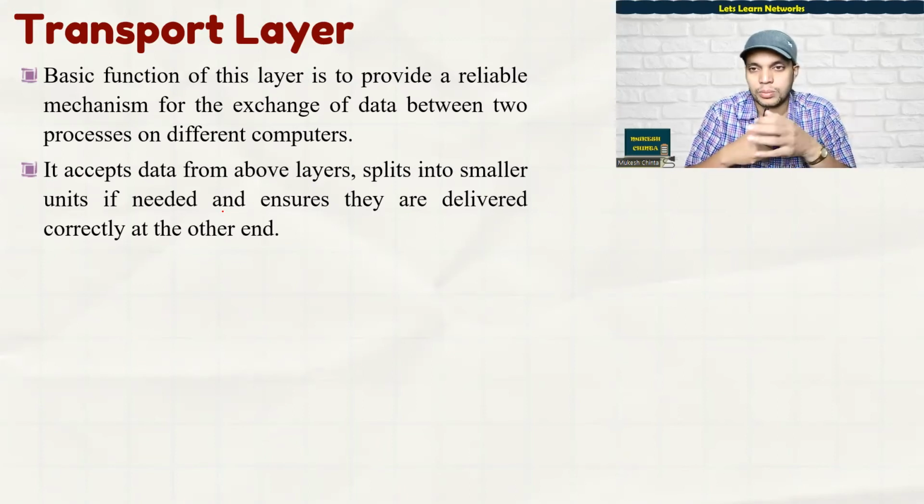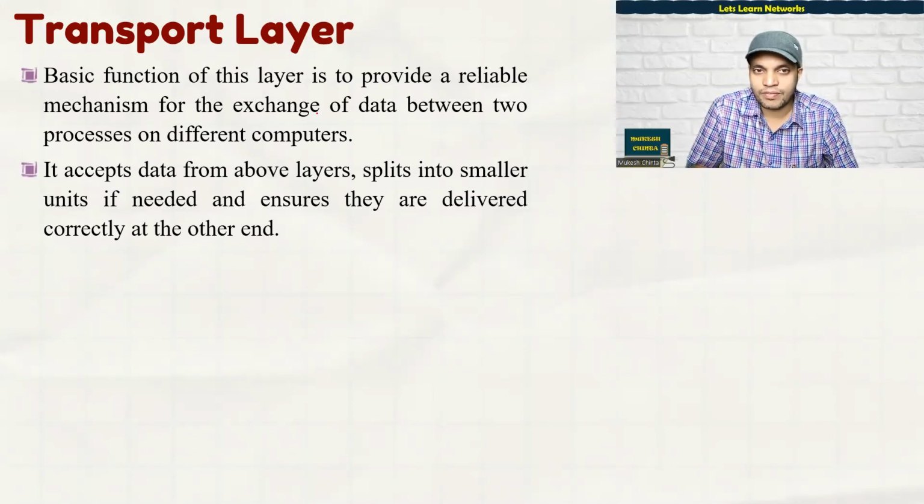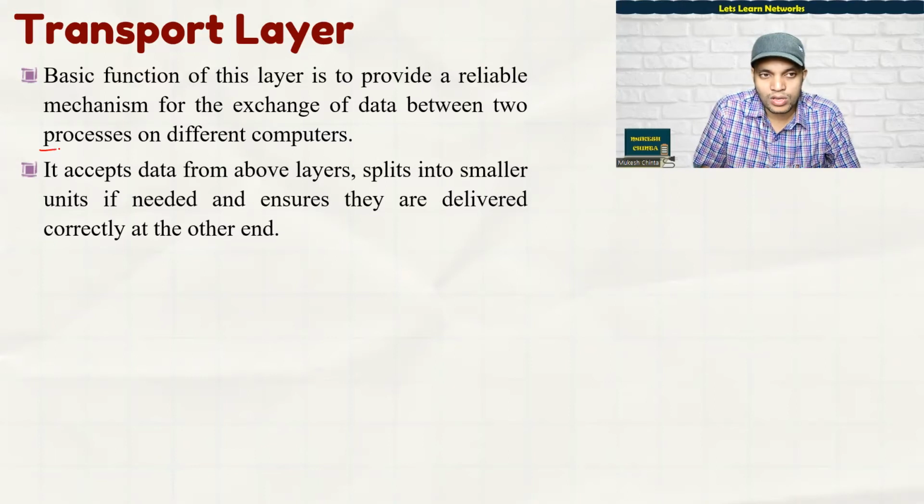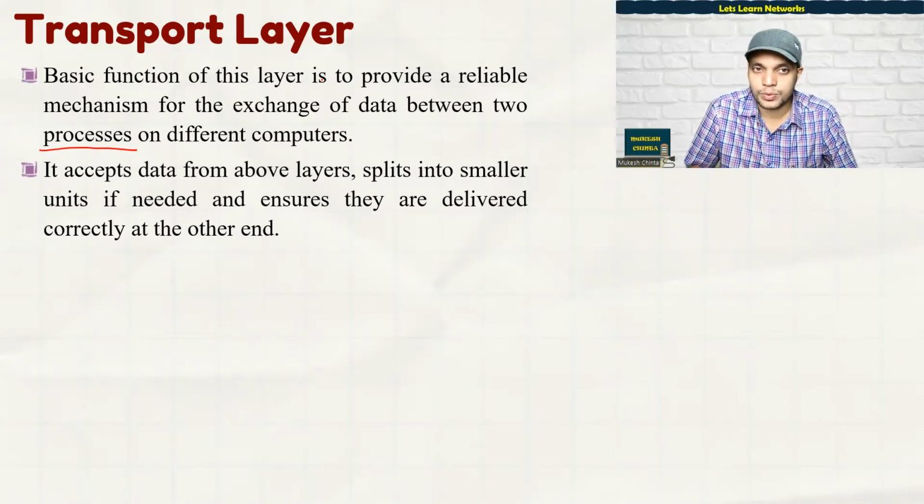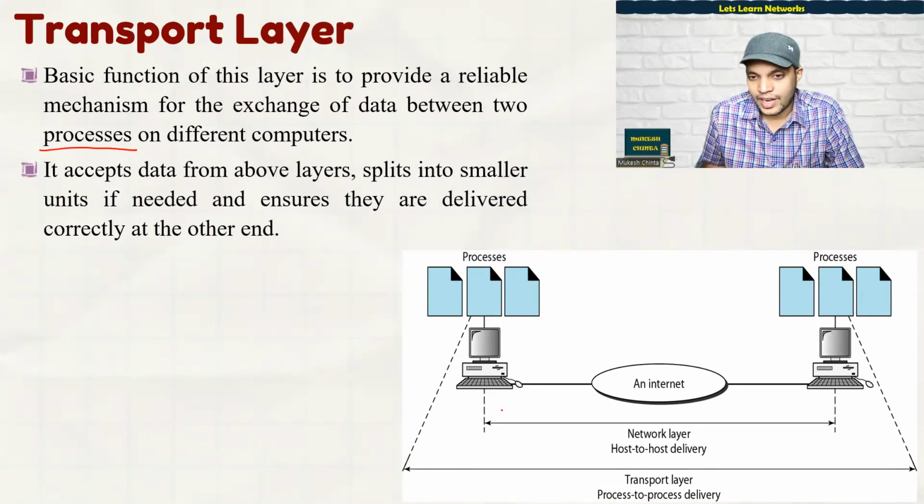There comes the concept of a transport layer. The basic function of this layer is to provide a reliable mechanism for the exchange of data between two processes. Do you understand now? Two processes. The network layer identifies the machines. The transport layer identifies the processes. So it accepts data from above layers, splits it into smaller units if needed, and ensures they are delivered correctly at the other end. So the network layer's purview is finding out the machines A and F, but the transport layer's duty is to ensure reliability of data communication between the processes.